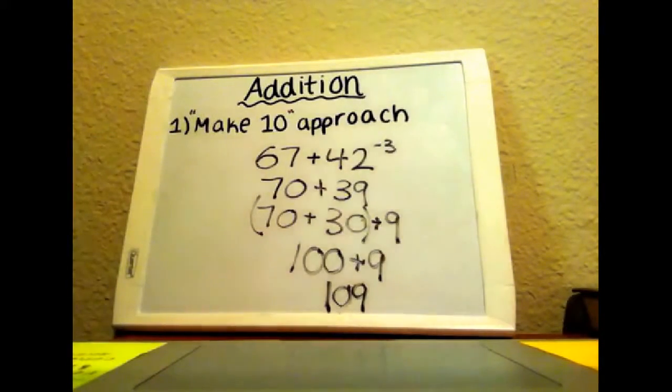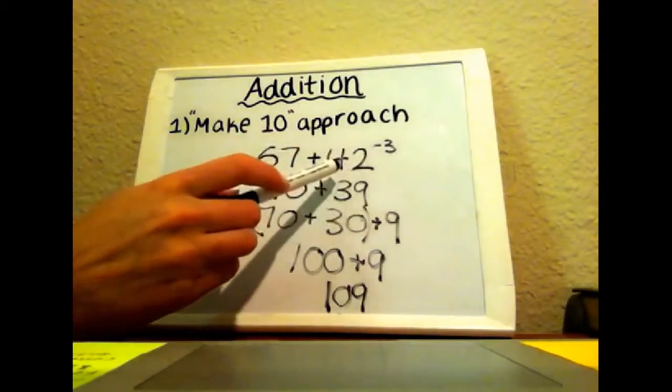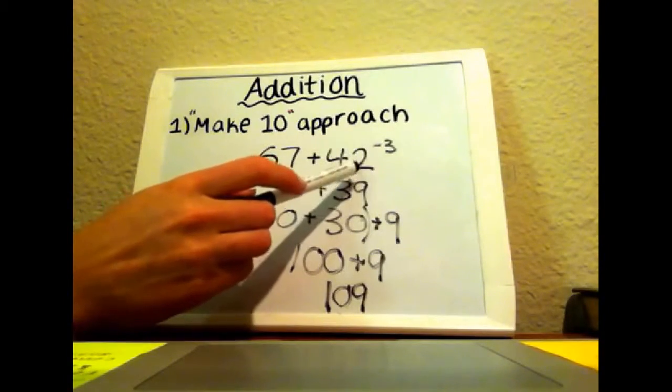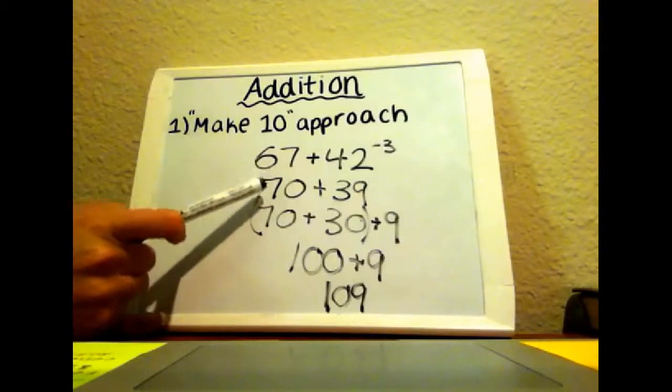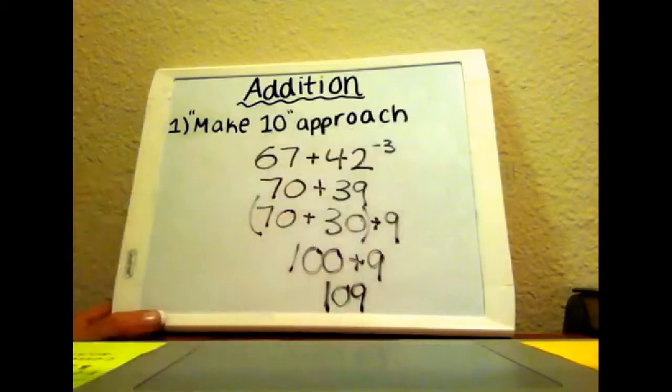So to review the Make 10 approach, what we do is we take the largest number and we make it into a multiple of 10, such as 10, 20, 30, 40. And to do that, we have to take away the same amount from the second number. So to make 67 into 70, I had to add 3, which means I needed to take away 3 from 42. And we can continue to do this so on.